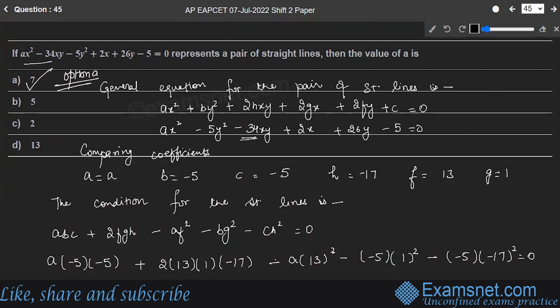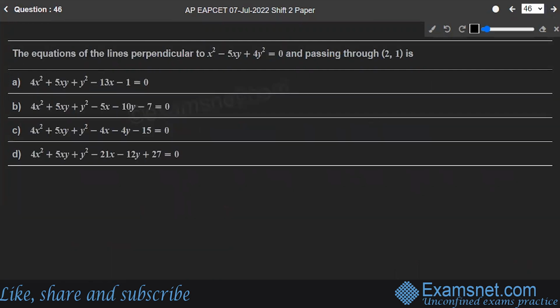Hope you are clear with this. Let's move to the next question, number 46 now. This question says the equation of the lines perpendicular to this line and passing through 2, 1 is. Now the given equation of the straight lines is x squared minus 5xy plus 4y squared is equal to 0.